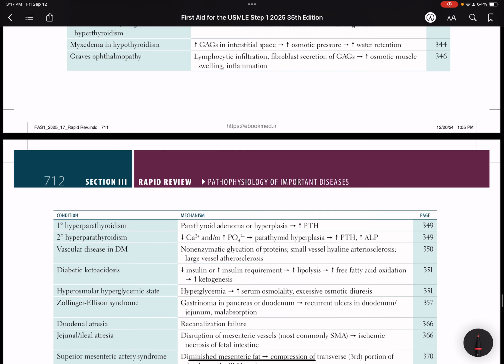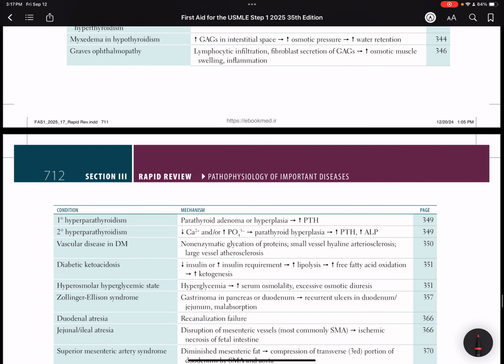Next condition is Graves' ophthalmopathy. Graves' ophthalmopathy is caused by lymphocytic infiltration and fibroblast secretion of GAGs. Glycosaminoglycans increase osmotic muscle swelling and inflammation.